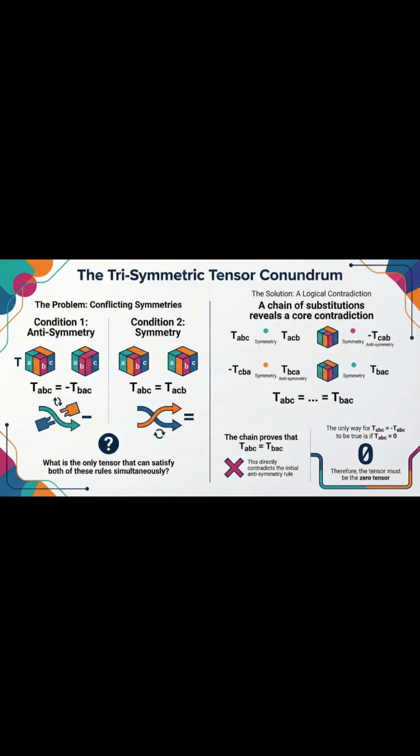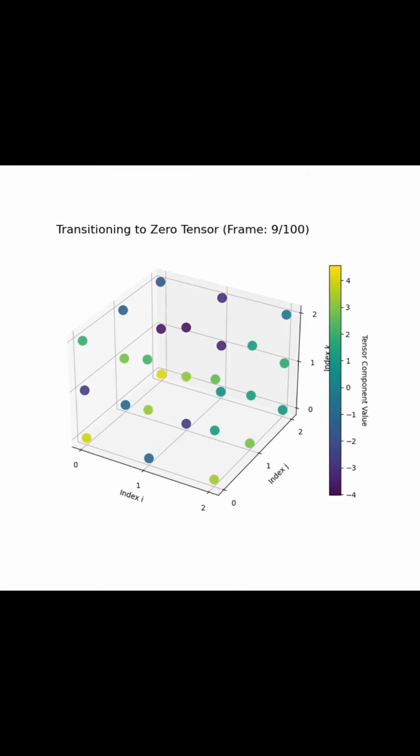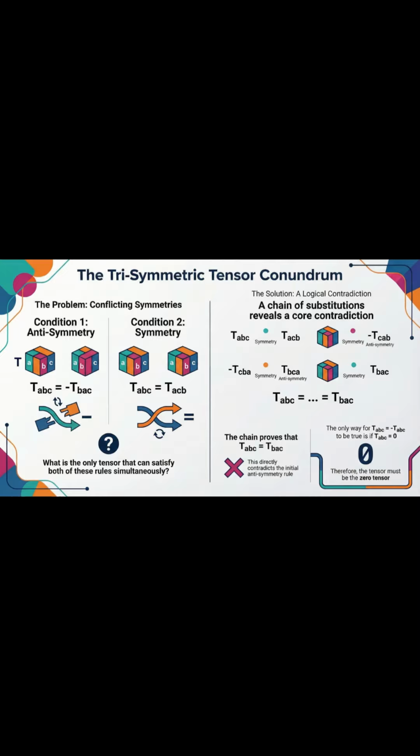If this tensor has to satisfy both of two specific properties at the same time, one related to swapping its parts and getting a negative, the other swapping and getting the same thing, it gets locked into being zero.